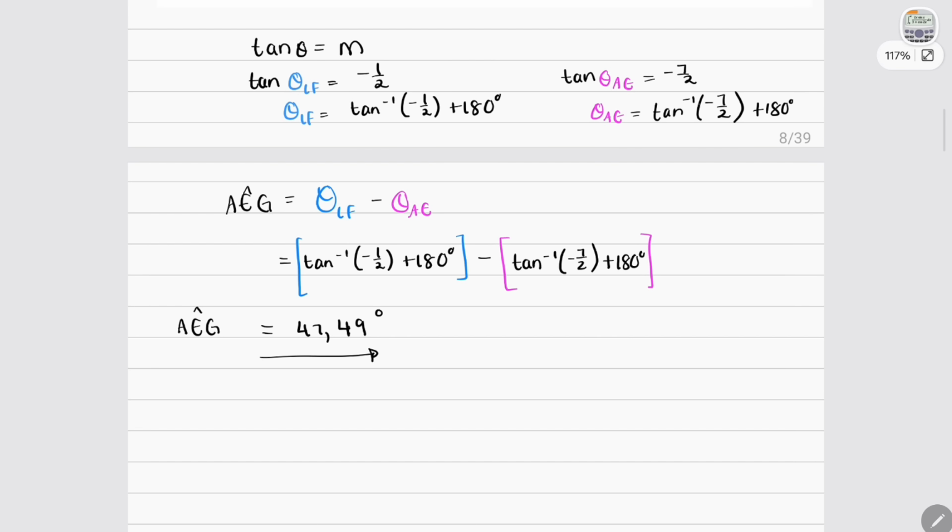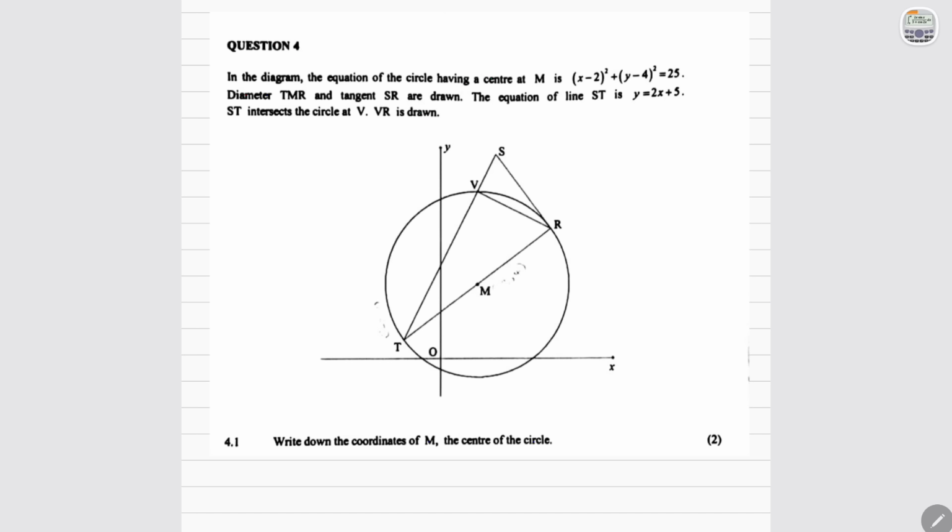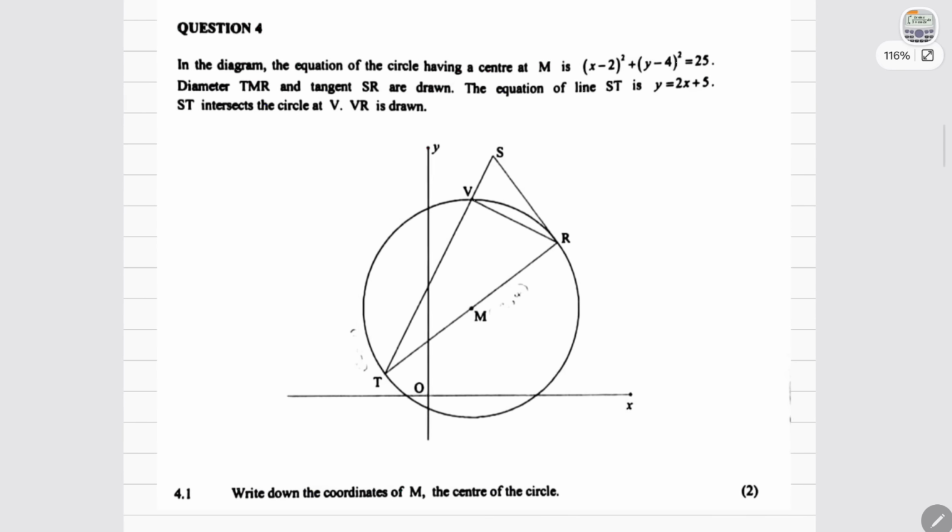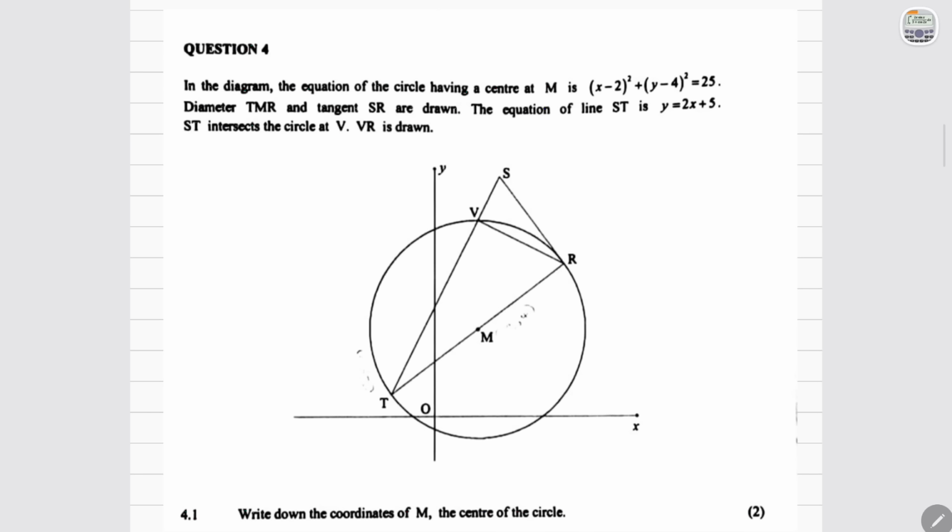And moving on to question 4. Okay, we are on the last question for the analytical geometry section, question 4, and it says, in the diagram, the equation of the circle having a center at M is, and they gave us the equation, okay? We can see everything here, the radius and the center of the circle. Diameter TMR and tangent SR are drawn.